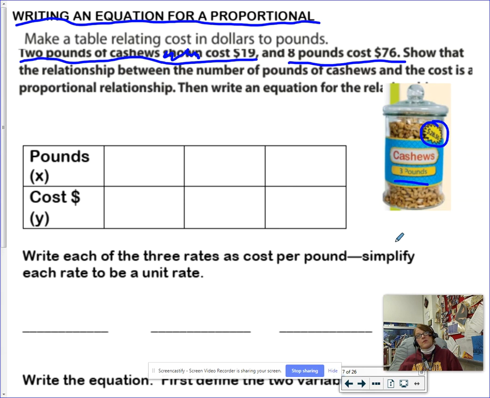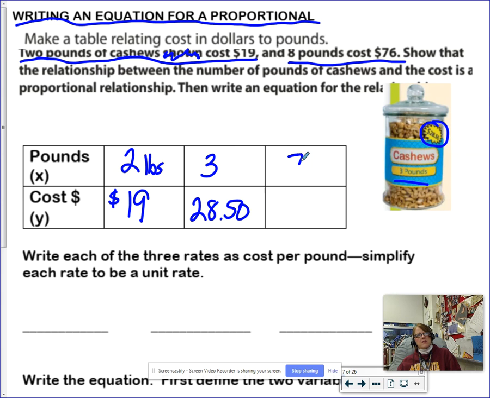And here's this one for 3 pounds. So pounds, notice I gave you the X there. 2 pounds cost $19. Okay, 2 pounds, $19. I'm just going to put the numbers in here because I got the label here. The picture says 3 pounds cost $28.50. And 8 pounds cost $76. Whoa, what am I doing? This should be 8 pounds on top. Or I shouldn't say pounds on top. Pounds are X, your input. $76. Yikes, you must really like cashews.